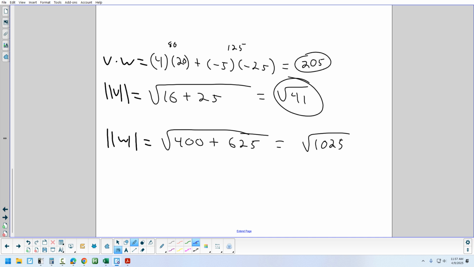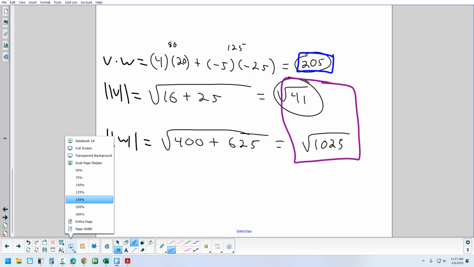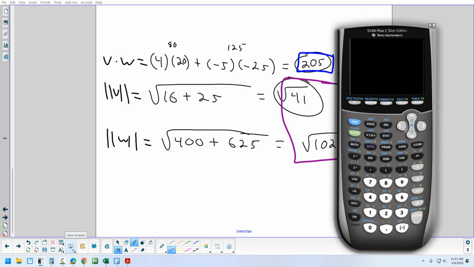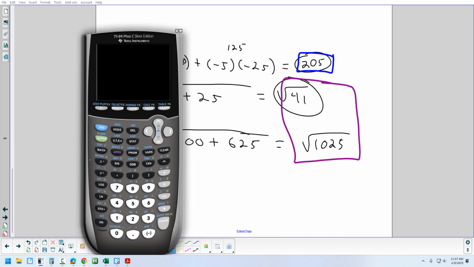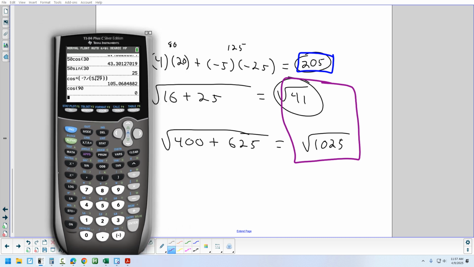Okay, so what's in the top here? 205. This is in the top. And what's in the bottom? Square root of 41 times square root of 1,025. The product of those two in the purple box is in the bottom. If these are perpendicular, then what would the product of those two numbers have to come out to? It would have to come out to 205. It's not going to come out to negative 205 because it's a positive times a positive. So let's see if the bottom comes out to 205.